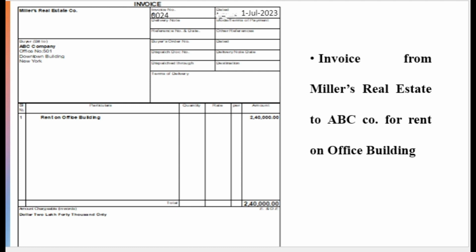Same example that we have seen before. 12 months, which ranges monthly $20,000. 20,000 into 12 is $240,000. We are paying at a stretch to Miller's. This is an invoice. We'll see how this is done using TallyPrime.